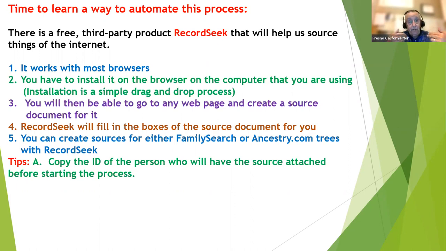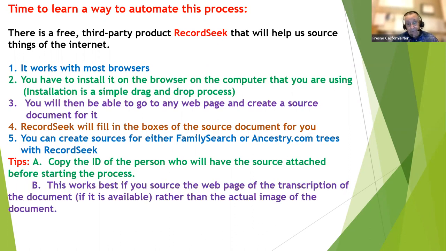The ID of the person who's going to be the recipient of this source. Then it works best, in my estimation, if you source the transcription page that the document is attached to, not the actual document if it has an image of the document. That transcription page shows you all the basic information that the indexers have taken off of that document, and people can see that, and then they can click on the document and see if it agrees. I think it's a more logical approach to do it that way. So I source the transcription page, not the actual image, unless there is no transcription page.